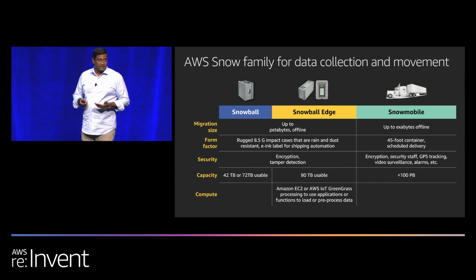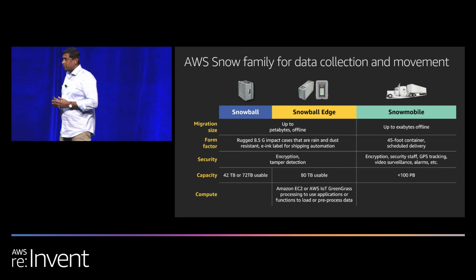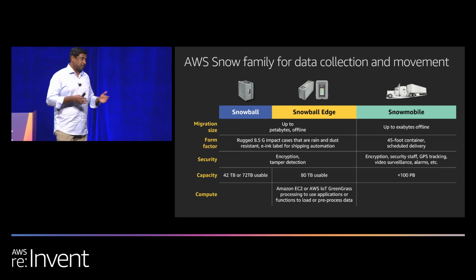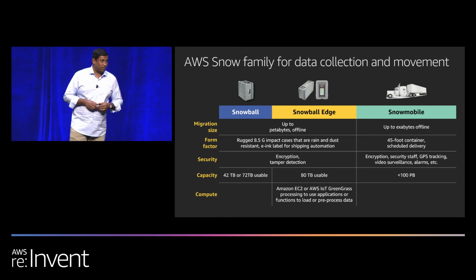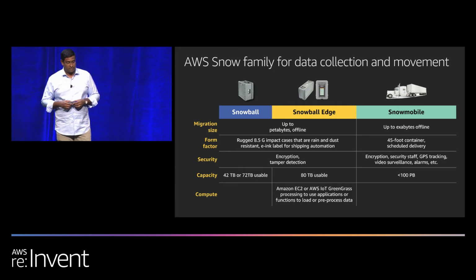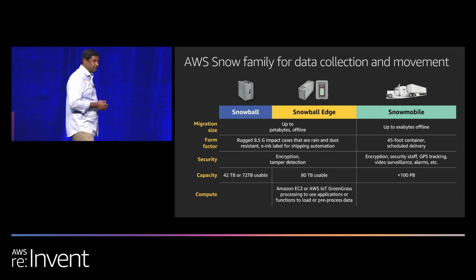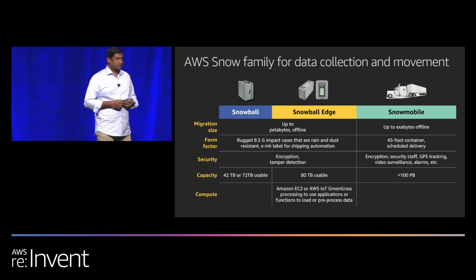Data's always automatically encrypted. Your data, the customer data that is stored on the device, is encrypted with 256-bit keys, and the keys are something that you own and manage. The keys are never stored on the device, again, just improving the security of the transfer of your data on the Snowball and Snowball Edge devices. The Snowball devices come in two options, 42 terabytes of storage or 72 terabytes. And the Snowball Edge device, from a data migration perspective, supports 80 terabytes of data storage capacity.